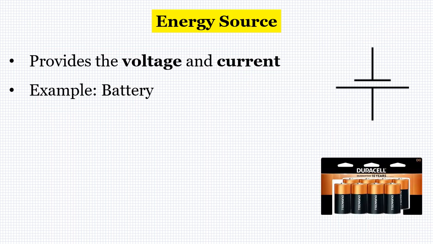All right, let's begin by looking at the energy source. This is probably the most important component of an electric circuit. It provides the voltage and current. So this could be a battery, it could be a solar cell, it could be the power coming in from the outlet in your wall. This supplies all of the voltage and current to the circuit. Now we haven't defined what voltage and current are yet, but when we do, you can think back and understand that the energy source is what's supplying that to the circuit.